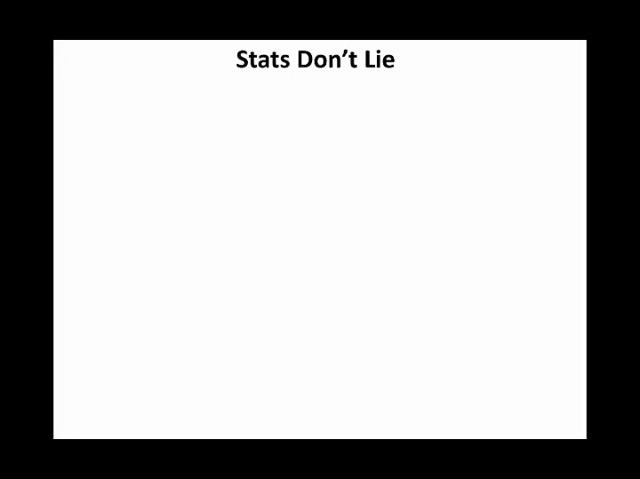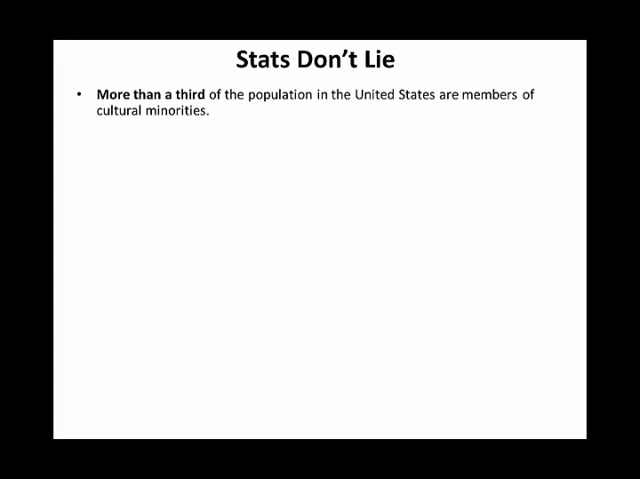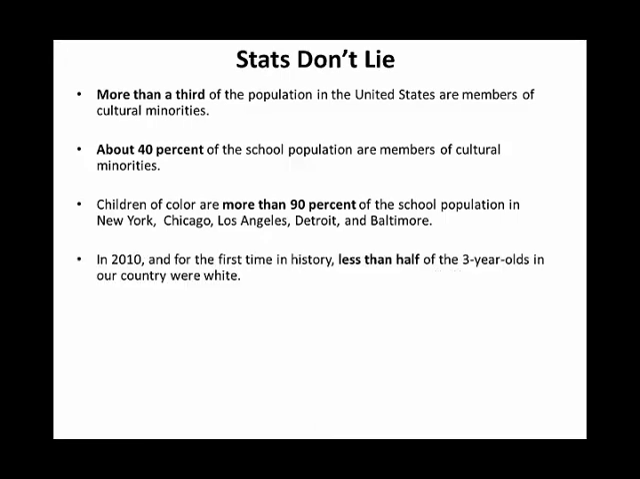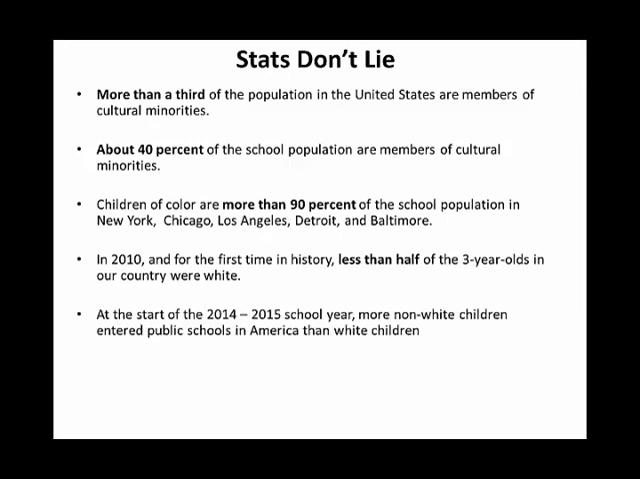The country is growing browner and browner by the decade. More than 1/3 of the U.S. population currently are members of a cultural minority. About 40% of the current school populations are also members of cultural minorities. Children of color are more than 90% of the school population of the 5 American cities you see named here. In 2010, and for the first time in American history, less than 50% of the nation's 3-year-olds were white. And the school year that just began in August witnessed the first time in history when more non-white children entered kindergarten than did white children.